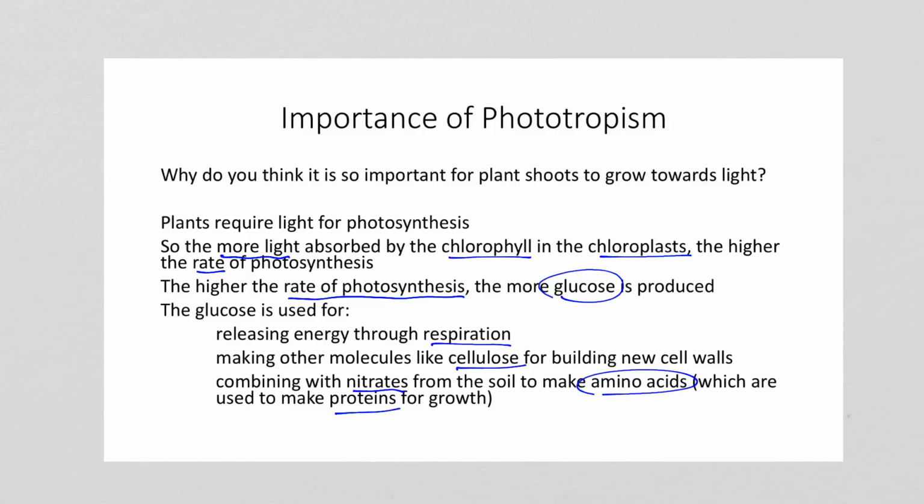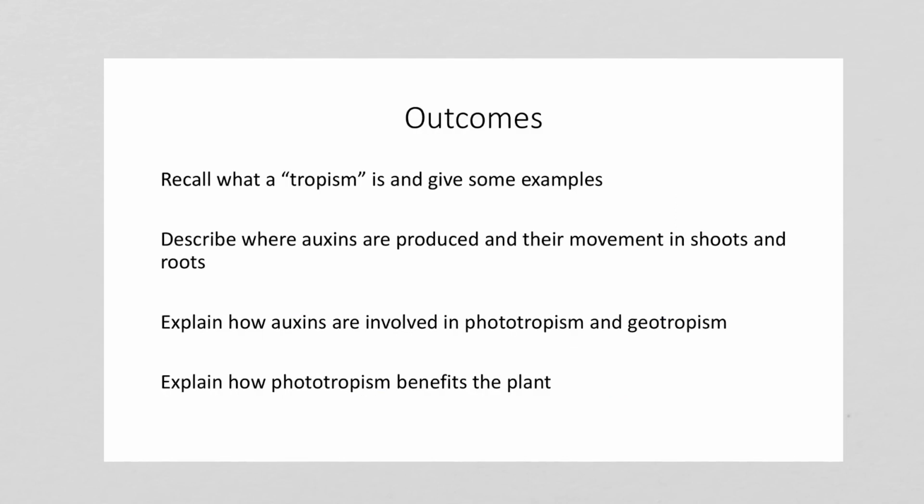Okay, let's have a look at the outcomes and see how we did. Recall what a tropism is and give some examples. The two examples that we have to know are phototropism and geotropism. Describe where auxins are produced in the shoot tip and the root tip and their movement in shoots and roots. So they move away from light, they move with gravity. Explain how auxins are involved in phototropism and geotropism.